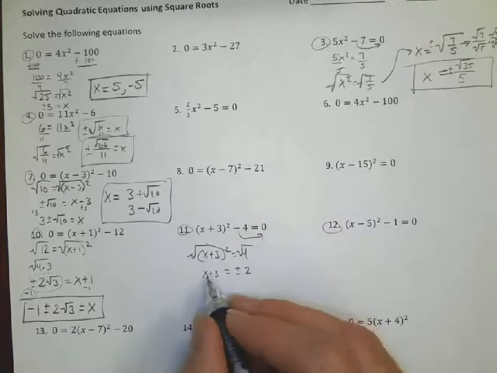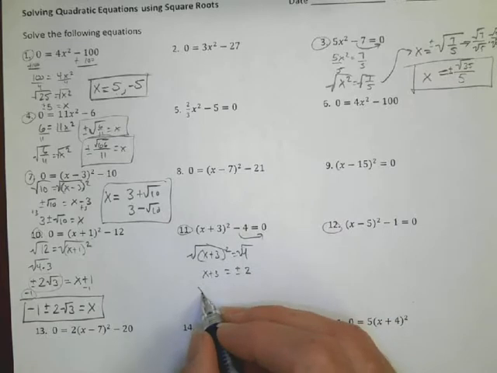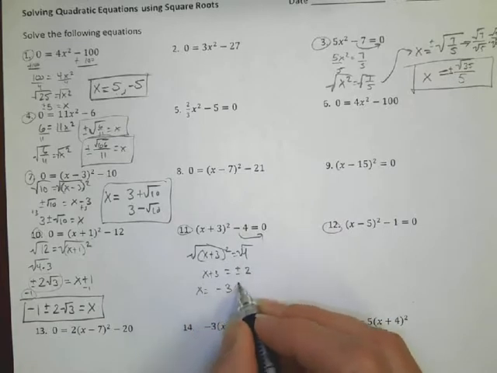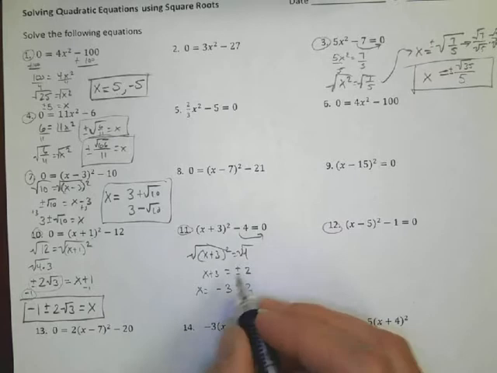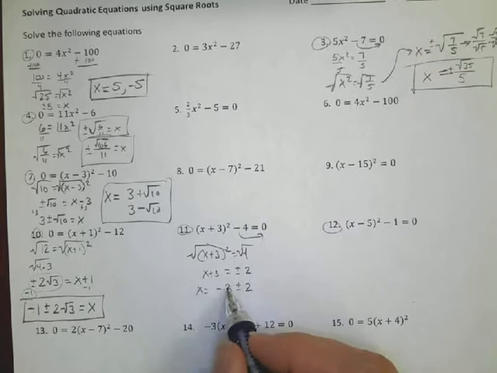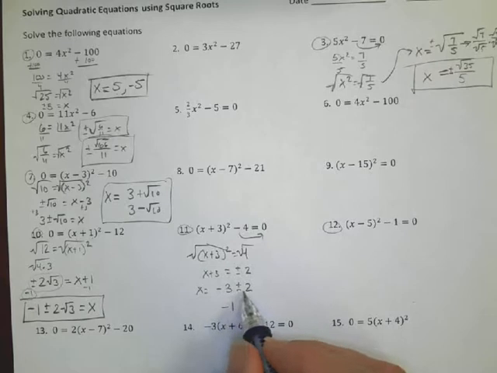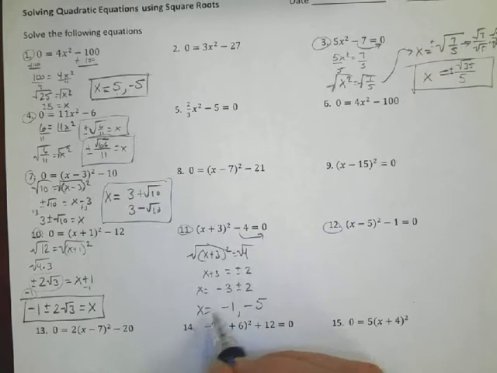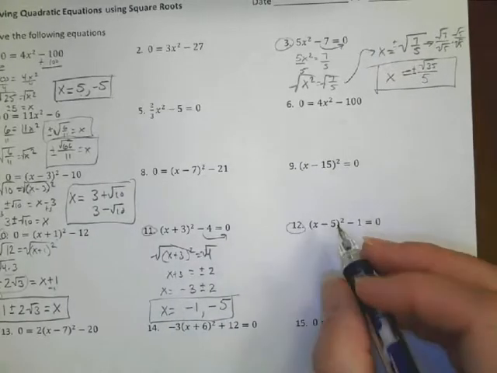I don't know which one it is quite yet. Now I can move the 3 over there, so I'll do x equals negative 3 plus or minus 2. I'm going to put it in the front just so I can work with it a little bit more easily. So negative 3 plus 2 is going to be equal to negative 1. Negative 3 minus 2 is equal to negative 5. So x could equal negative 1 or negative 5. So I actually have two possible solutions for that problem.